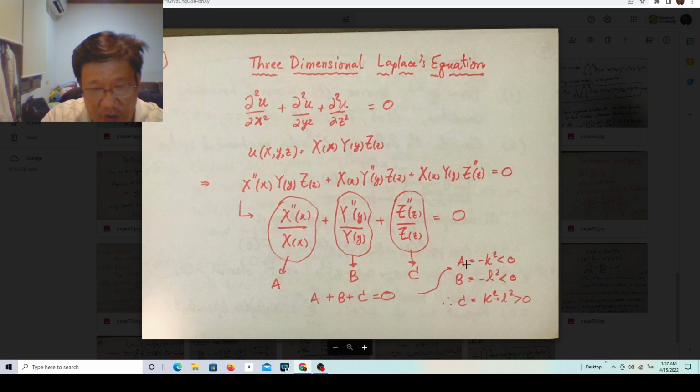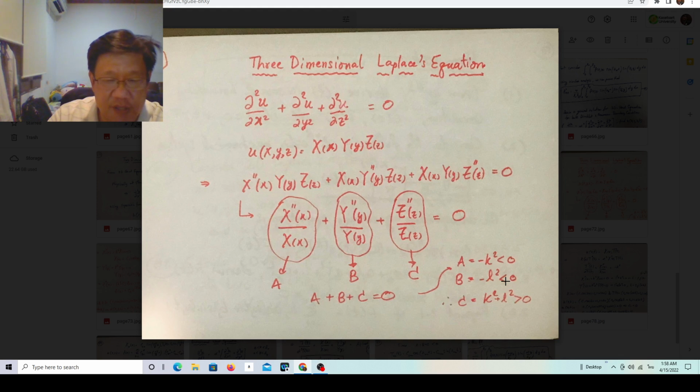Okay, so therefore if a and b are negative values, c must be a positive value, and c must be equal to k squared plus l squared, so that this equation will be satisfied. Again, suppose a becomes a positive value and b becomes a positive value, therefore c becomes the negative value. The same. You can use that as an assumption also. Every which way is going to end up with similar results.